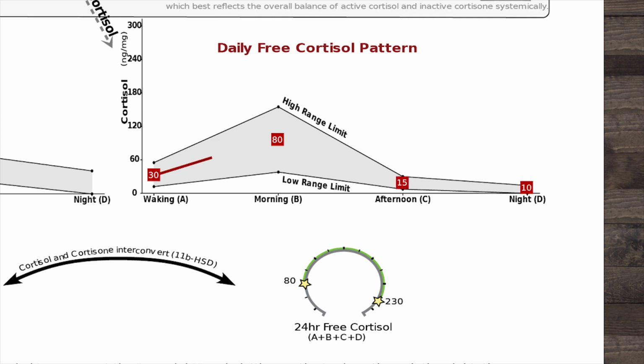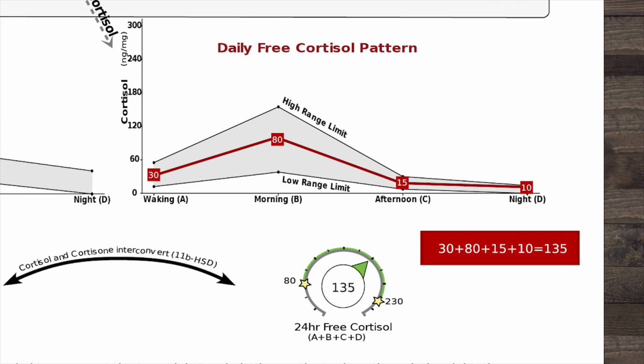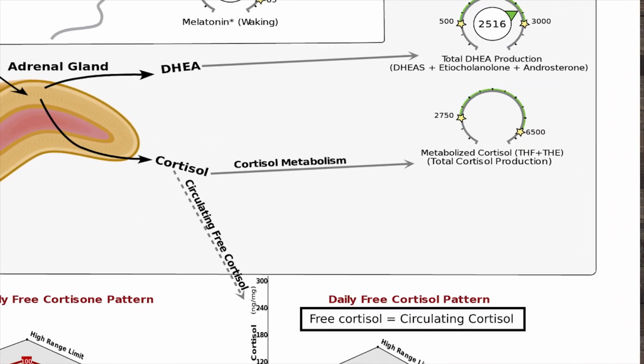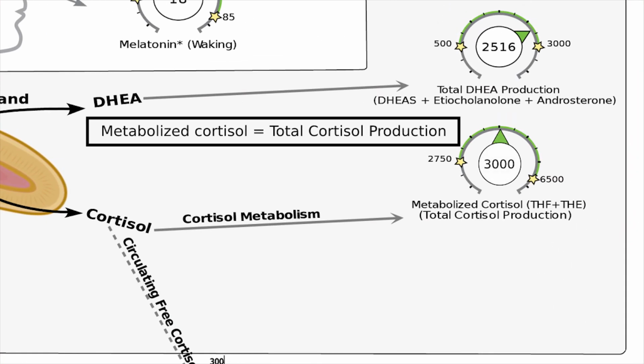So we take those 4 measurements, we're adding them up for both cortisol and cortisone. Then we've got the total of the metabolites. Metabolized cortisol is your best marker for overall production of cortisol. Remember, the free cortisol is only about 1% of the total. It's the active form, so it's an important measurement. But when you want to know about the total output of the adrenal gland of cortisol, look at the total of the metabolites.